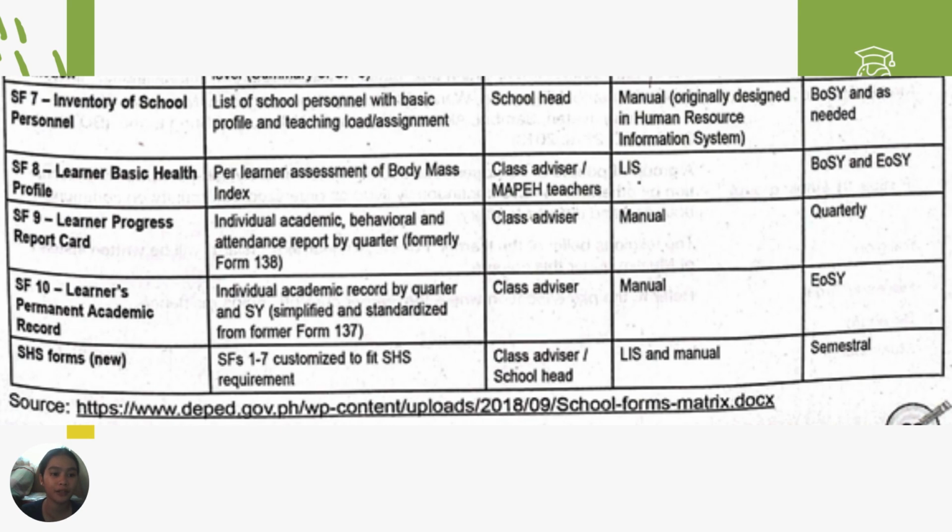SF8, the learner basic health profile. SF9, the learner progress report card. SF10, the learner's permanent academic record. And the SHS form, this is the new one. This is customized to fit SHS requirements.